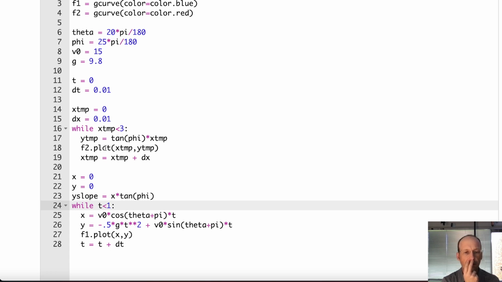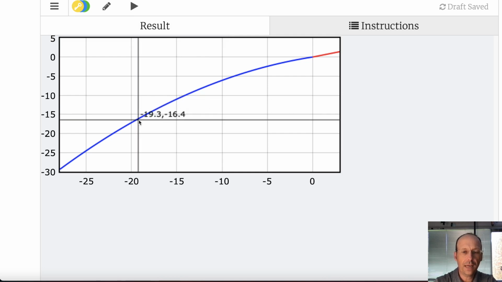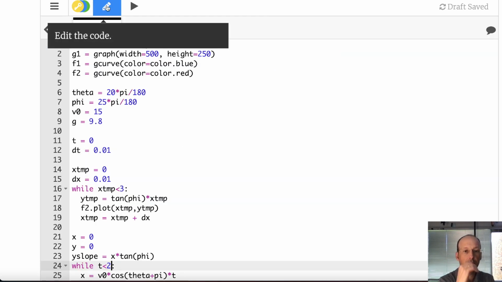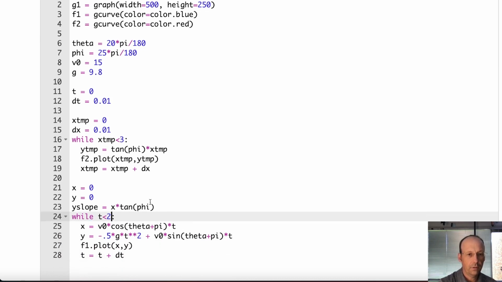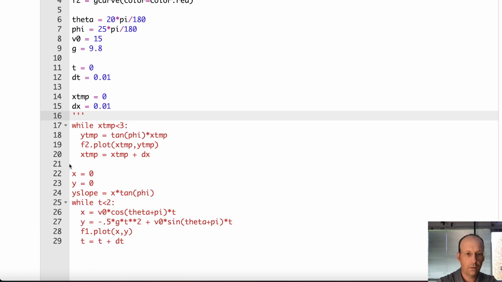X slope is x tangent phi. Wow, I'm double losing on this problem, aren't I? Messing up both ways. What is wrong with this? What if I run this for 2 seconds? See, that looks fine, but why is that line not like down here? That's F2, the red one. Do I change F2 dot plot? dx, x temp. What if I just get rid of this thing? And run that.